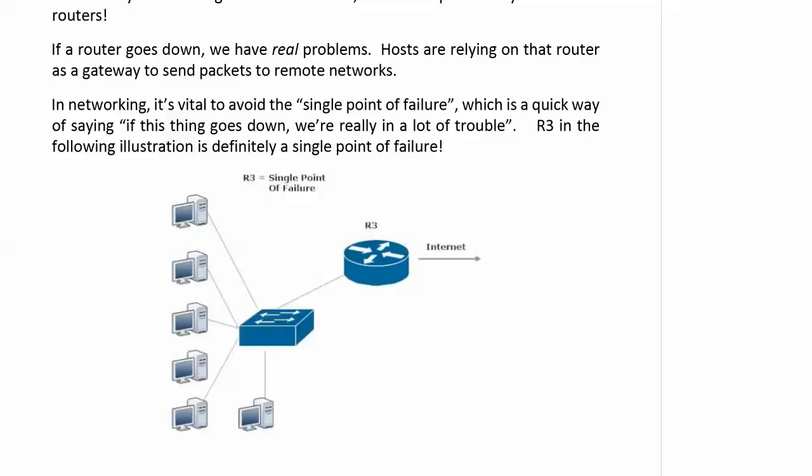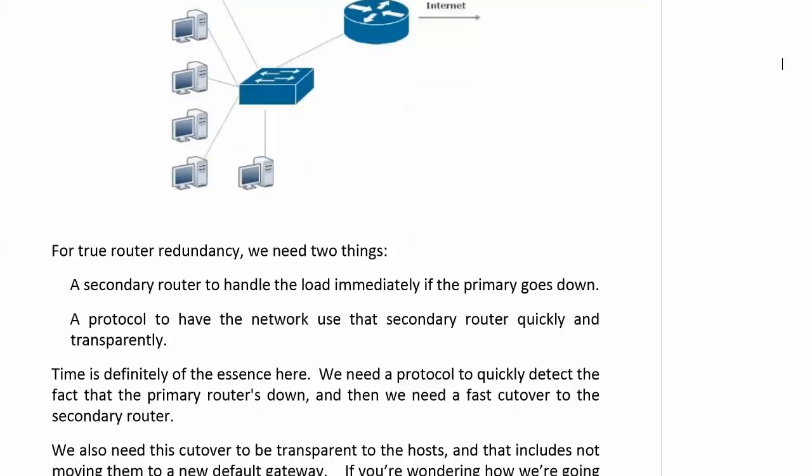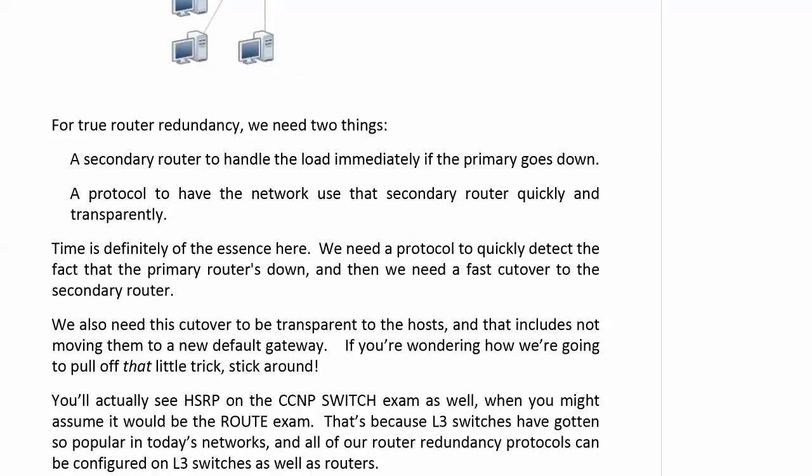Well, router redundancy is not as difficult to get as you might think. For true router redundancy, though, it's not enough just to have another router or to configure the load to leave two different ways, because if one of those ways breaks, you're still in a lot of trouble. So let's talk about what we need. We need, first off, that secondary router to handle the load immediately if the primary goes down. We also need a protocol to have the network use that secondary router quickly and transparently. Time, obviously, is of the essence here.